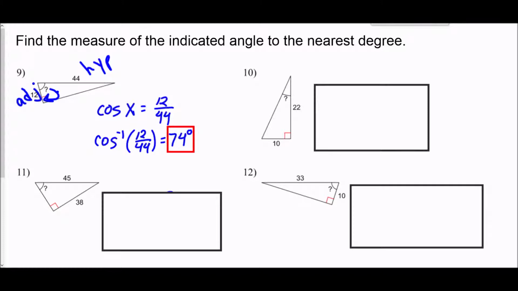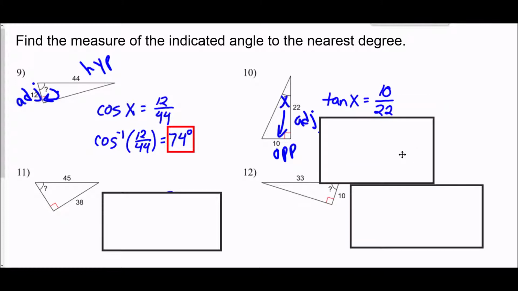Looking at number 10, we have our angle here, we'll call it angle x. So the 22 is the adjacent, and the 10 is opposite. The trig ratio that we have that deals with opposite and adjacent is tan.